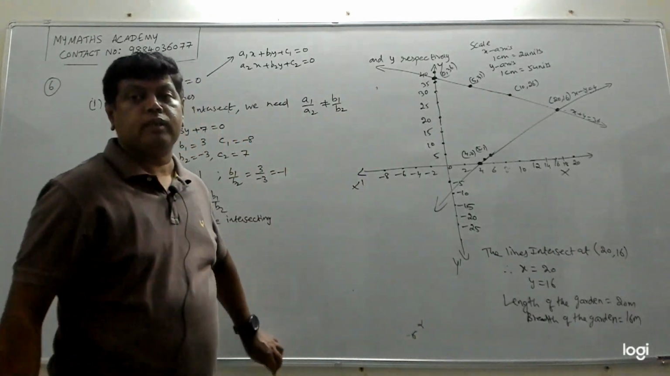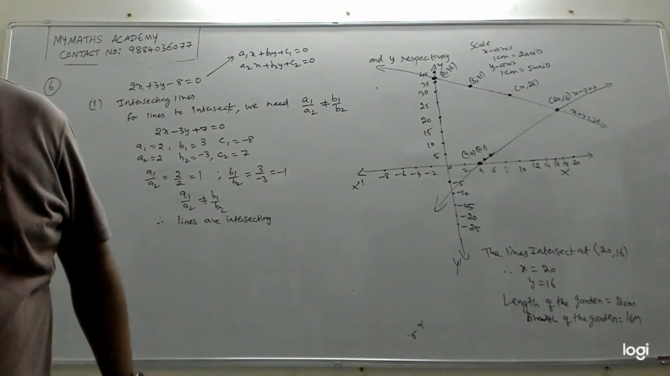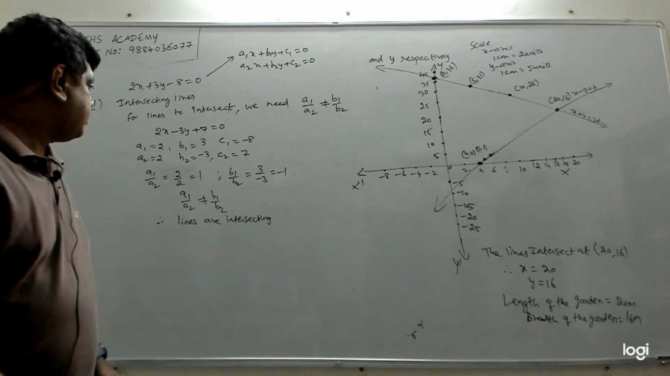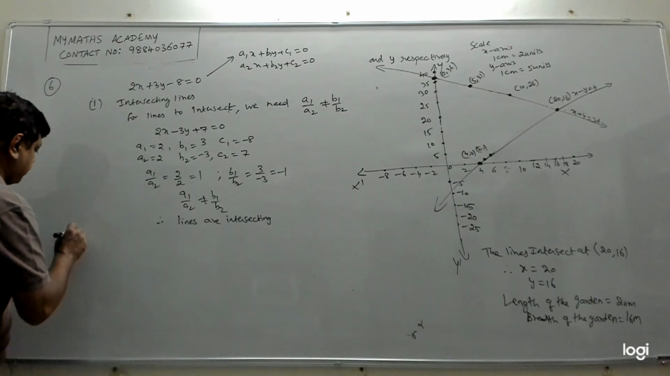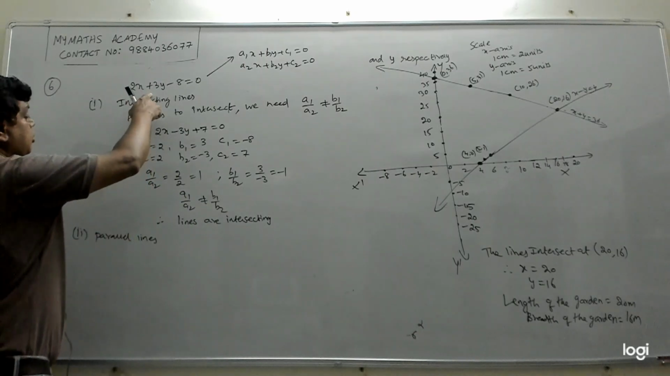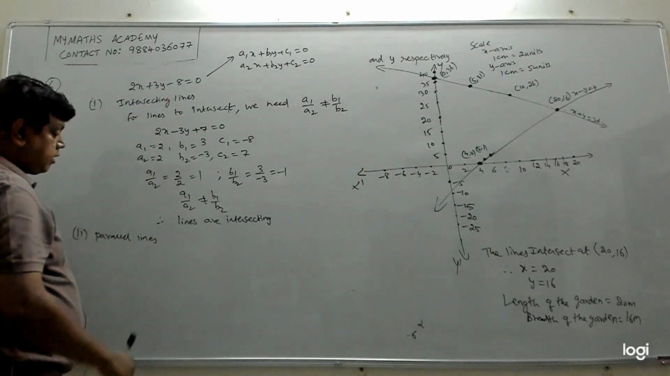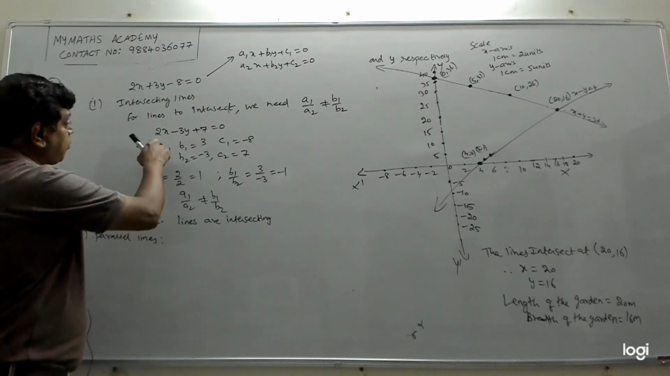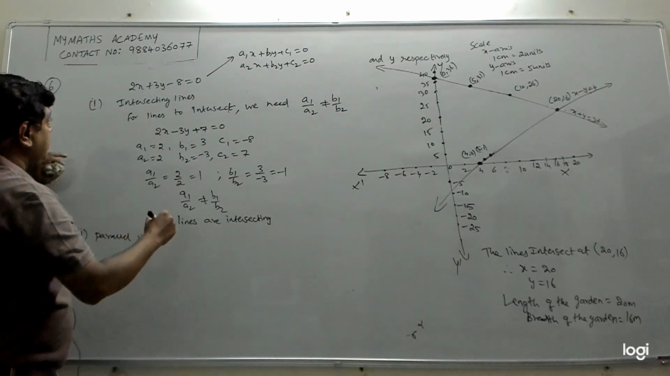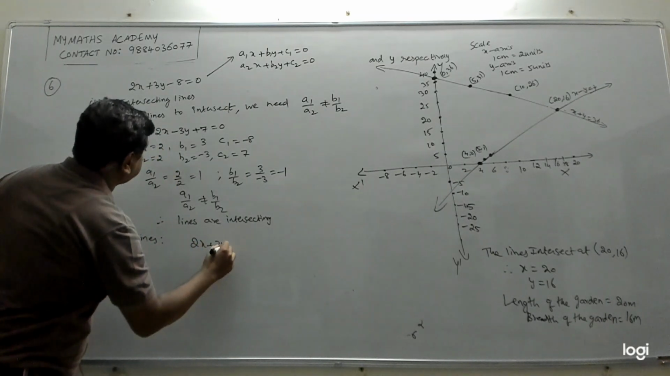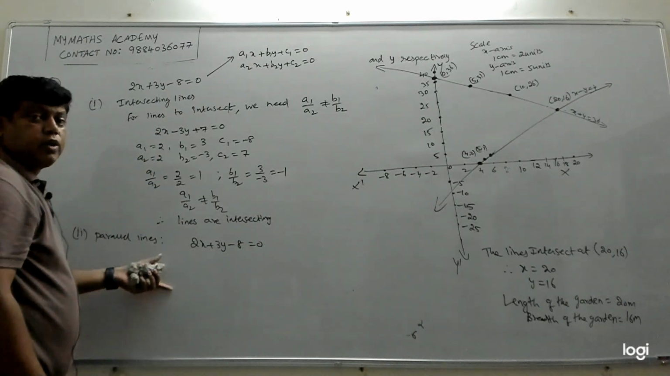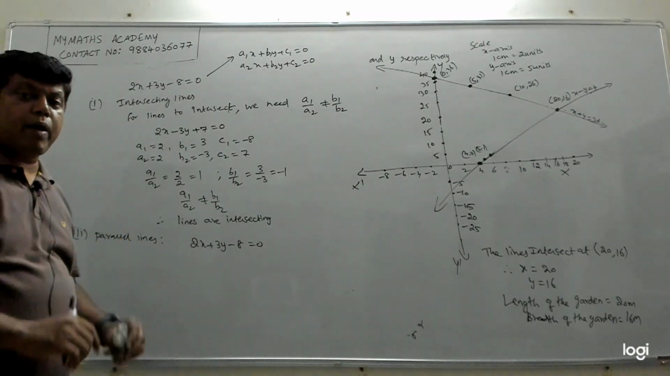Now let's do the second part. Second part is what? Second part is parallel lines. Now for the same equation, we should write one more linear equation in two variables such that this equation and the other one. So the given equation is 2x plus 3y minus 8 equal to 0. Now I should write another equation such that both of them will give you parallel lines.